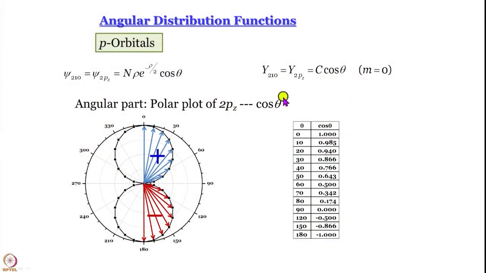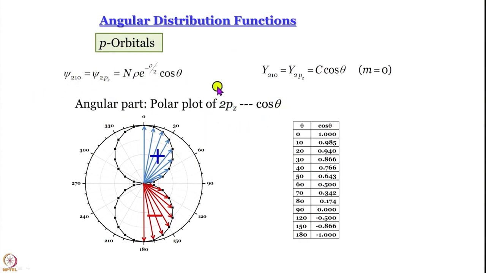Since only discrete values of M are allowed, discrete values of L are allowed, and discrete values of theta are allowed, that in other words is space quantization, right? And then just to remind you, a very convenient way of drawing these angular distribution functions, angular parts of the Schrodinger equation, is by using polar plots, okay.